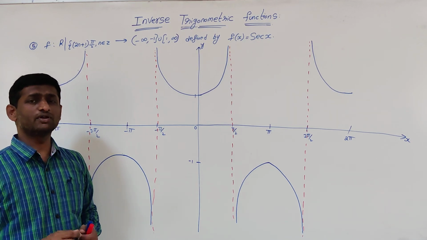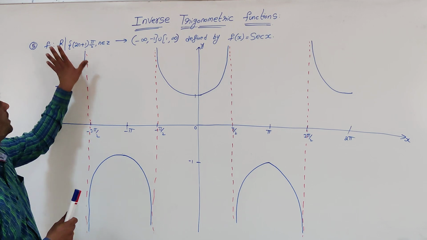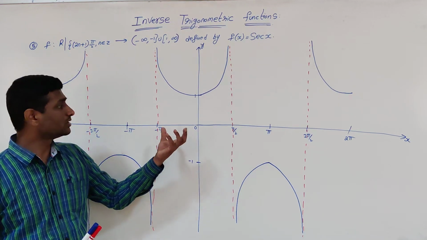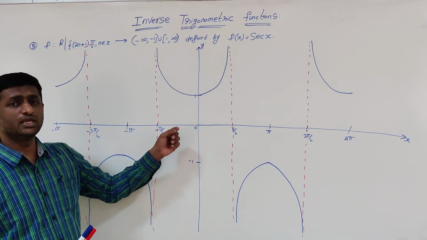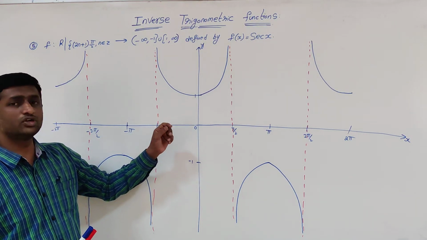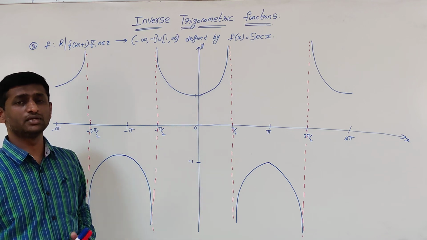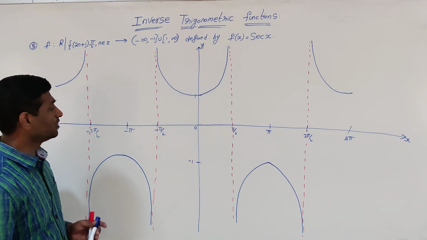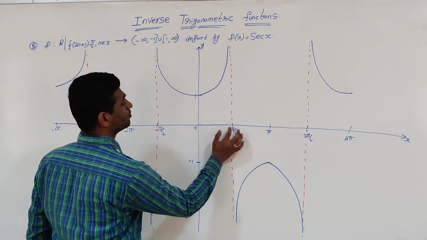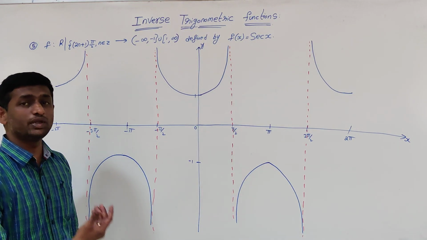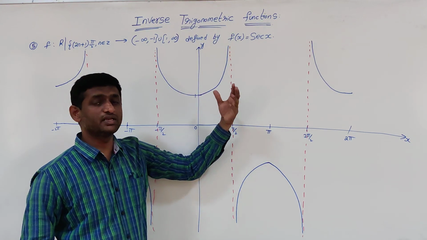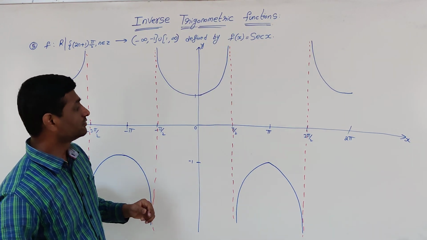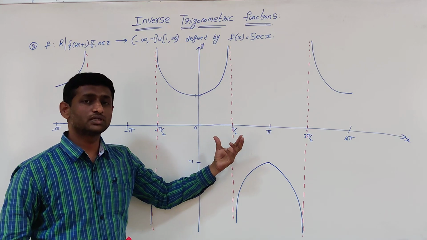In order to be a one-one function, we have to restrict the entire domain to some limited domain in such a way that every element of the domain has a unique image. If we restrict our domain from 0 to pi by 2 only, then we can have only positive values, from 1 to infinity. So we can't find the negative values, so we have to increase our domain.